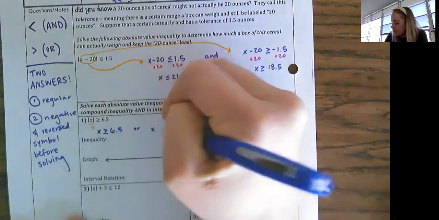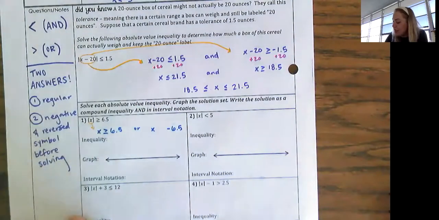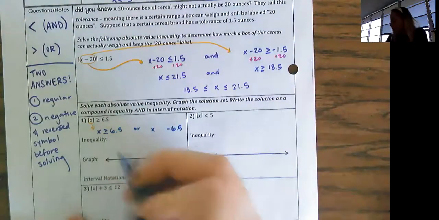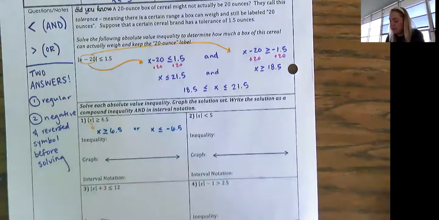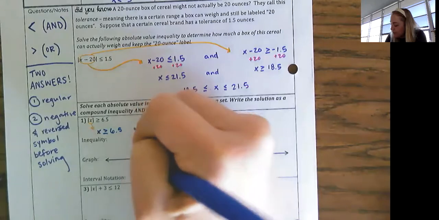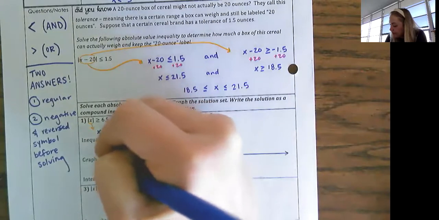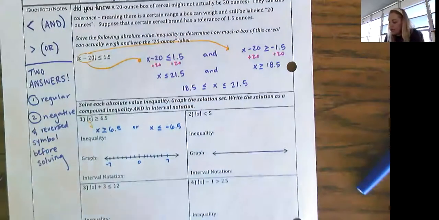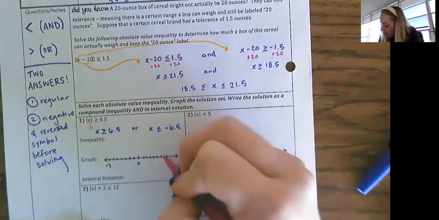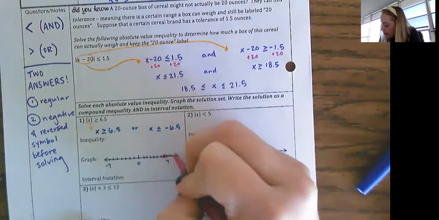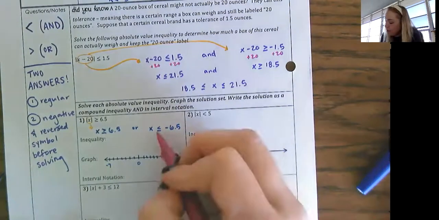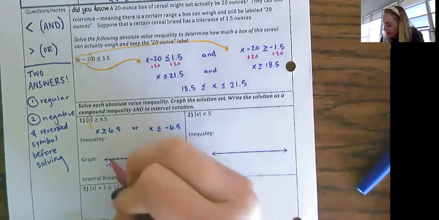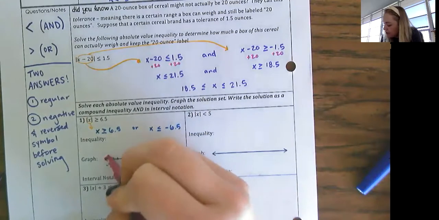And then the second one, I still have the x. I change that to a negative 6.5 because I'm doing the negative reverse symbol. And that changes to a less than or equal to for this negative 6.5. So when I put this on my graph, I've got 0, 1, 2, 3, 4, 5, 6, 7, negative 1, 2, 3, 4, 5, 6, 7. And my graph is going to go greater than 6.5. So I put my solid circle at 6.5, and I'll shade above. Then I'm going to go lower than or equal to negative 6.5. So I put a solid circle and I'm shading below.